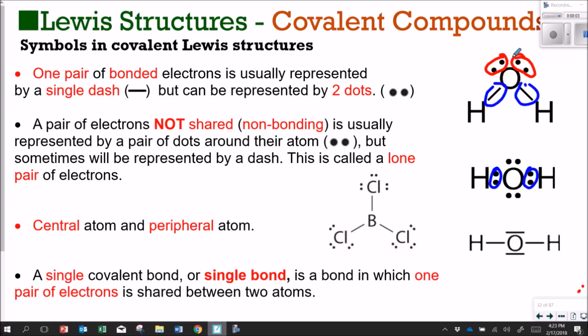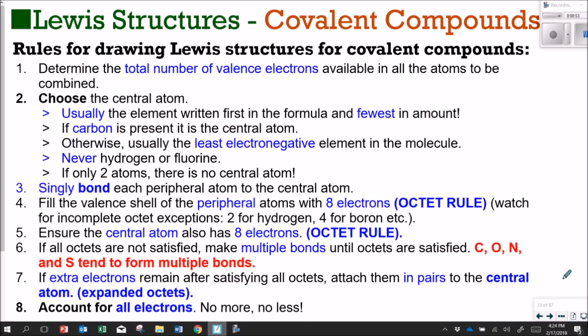The central atom is the atom in the center, and a peripheral atom is an atom around the central atom. A single covalent bond or a single bond is a bond in which a pair of electrons is shared between 2 atoms. And we can see some single bonds here between the oxygen and hydrogen and between the boron and chlorine atoms, for example.